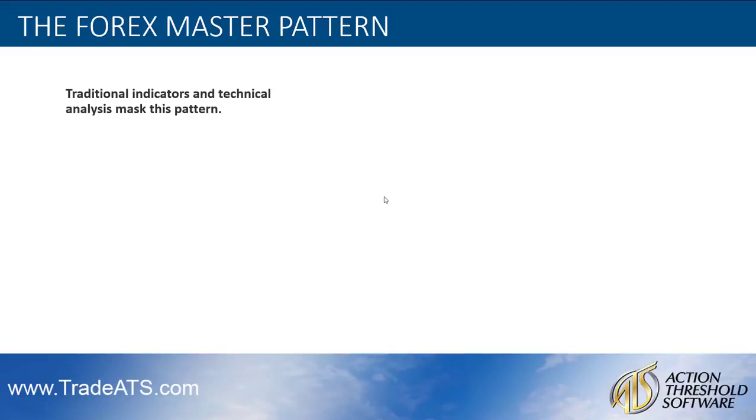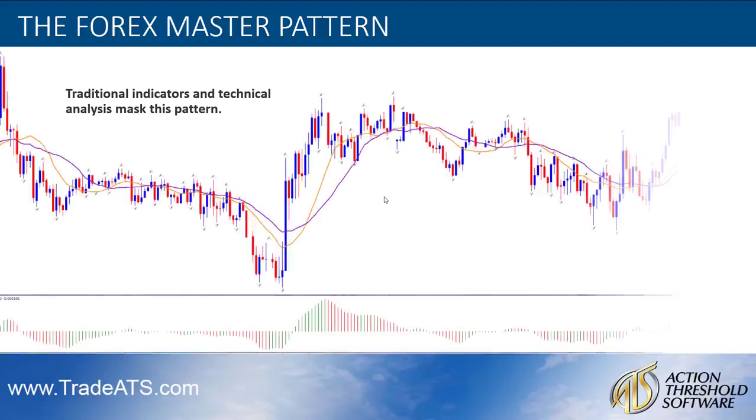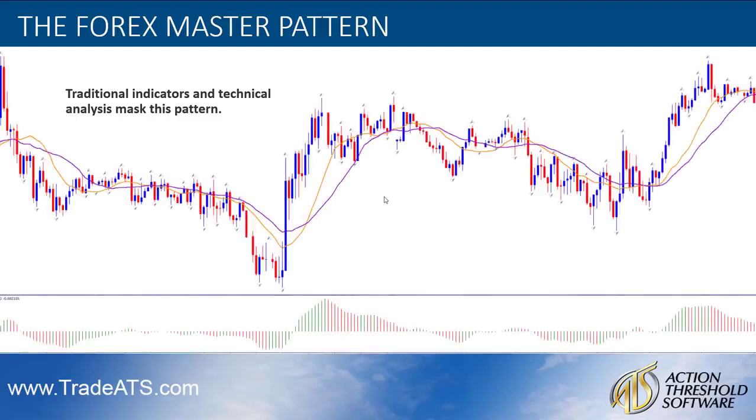So one thing I want to touch on that I said before is that traditional indicators and technical analysis mask this pattern. We take a look, this is a screenshot from a chart. People are going to use moving averages. They're going to use oscillators and fractals. I mean, whatever you want to use. They're just a bunch of statistical-based technical indicators. When you're using these indicators, especially too many of them, you cannot see the master pattern that I'm going to teach you.